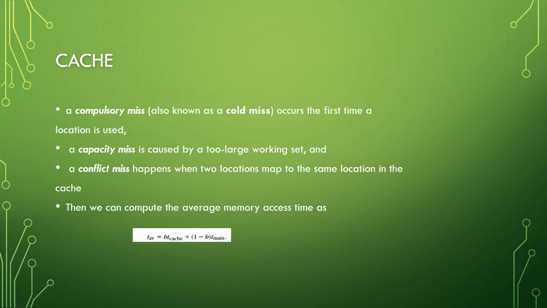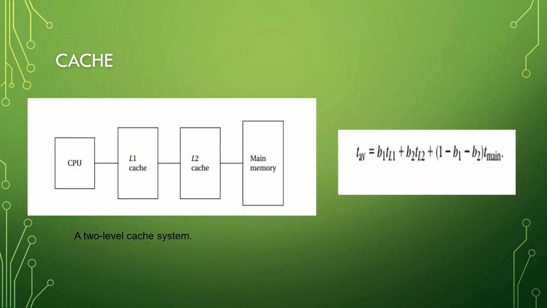Then we can compute the average memory access time as T average equals hit times T cache, the time taken to access the cache. Hit means the data is found inside the cache, plus miss. Miss means the hit is not happening, so it is 1 minus hit. That means the data is available inside the main memory, so the time taken to access the main memory. So it is (1 minus hit) times T main memory.